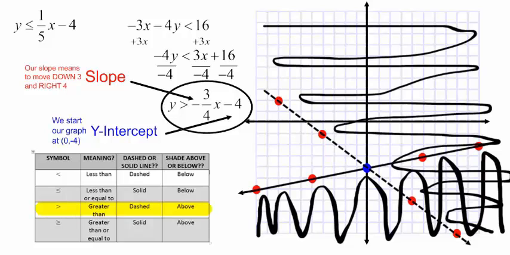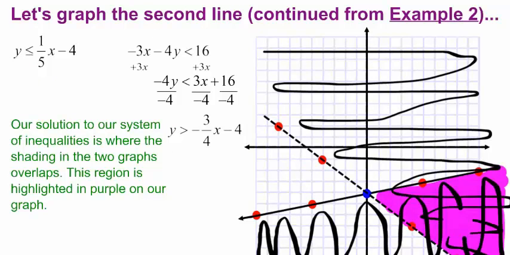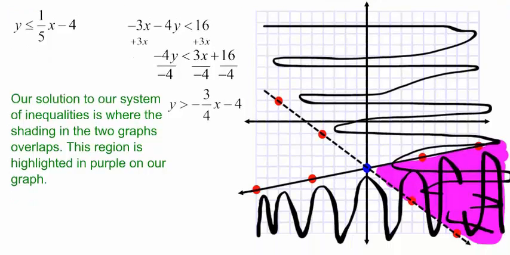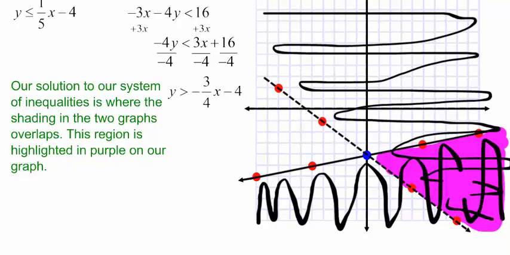Now, because we knew that this was strictly greater than, we knew it was going to be a dashed line, and that we are going to shade above the line. So if you look here carefully at this dashed line, we have our shading going above that line. Now, to finish our inequality, we have to identify where the shading overlaps. So again, we look at our solution here, and the shading overlaps in this area colored in purple. This area represents our solution region, and any point in this area makes both of these inequalities true.